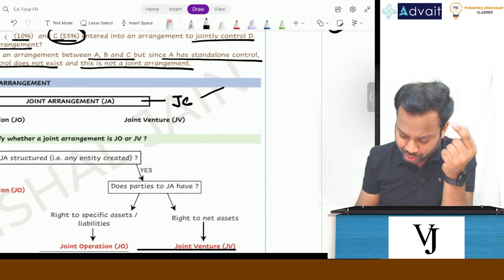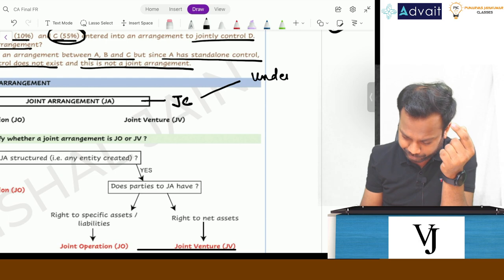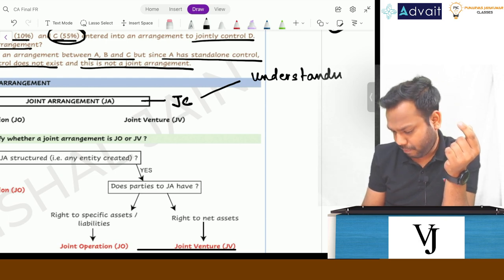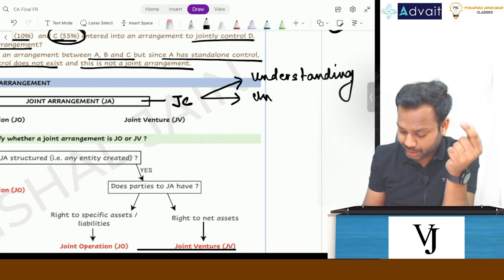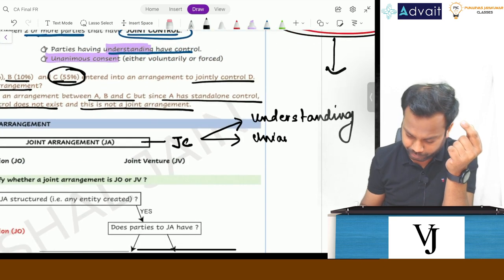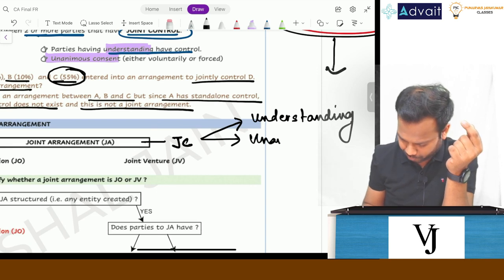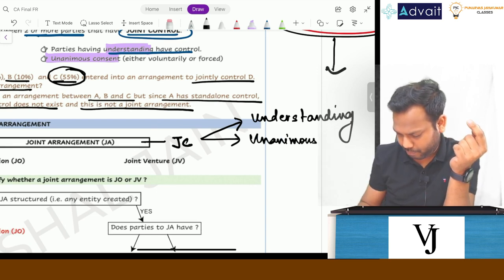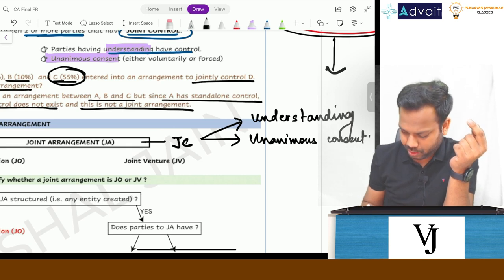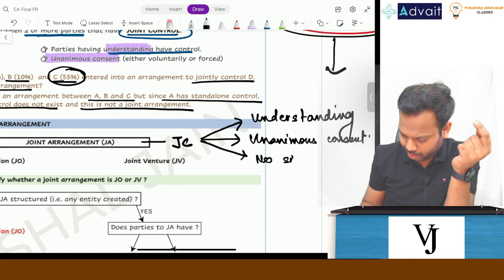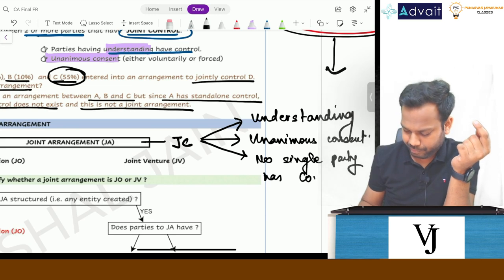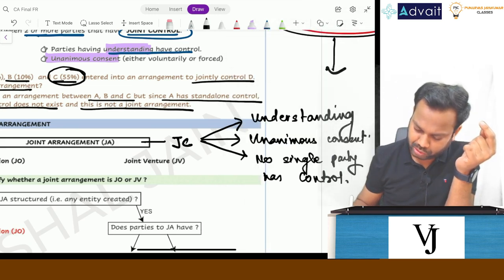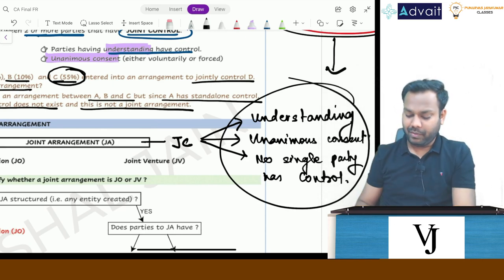Joint control exists when there is an understanding, and when there is unanimous consent. Okay, and no single party has the control. Okay, so that's when joint control exists. I believe the meaning is clear to all of you.